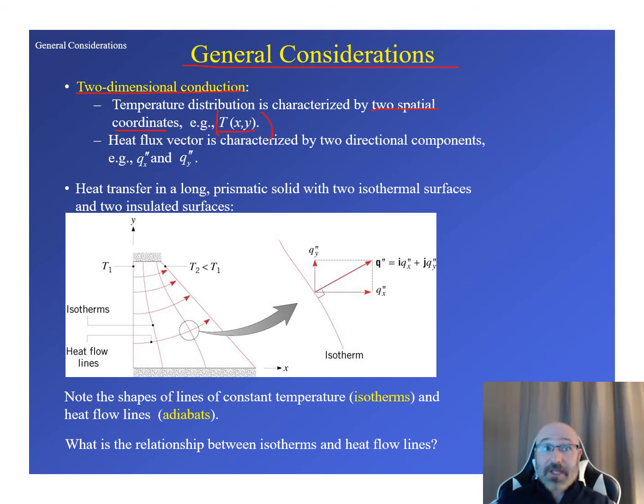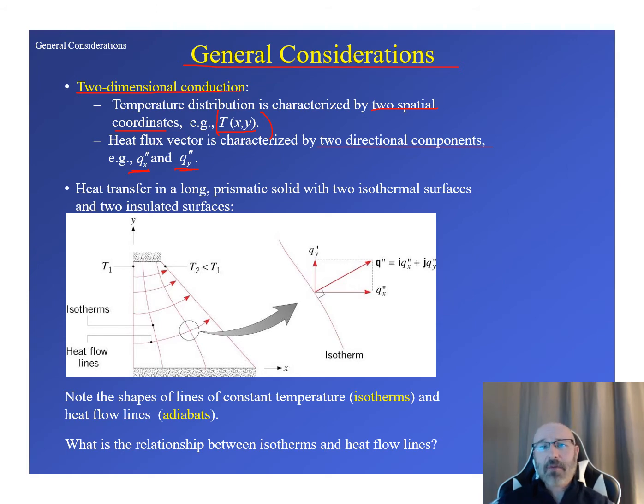Now the same thing can be said for our heat flux. This heat flux vector is going to be characterized by two directional components as well. For example, we might have our heat flux in the x direction and our heat flux in the y direction, denoted here by q_x double prime and q_y double prime. Or sorry, heat flux in both of those two directions.